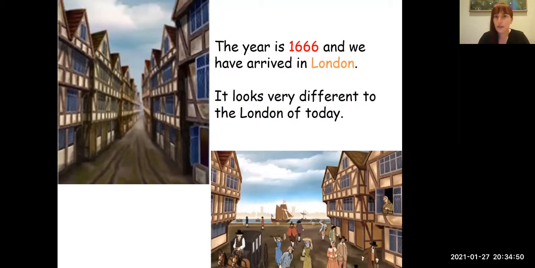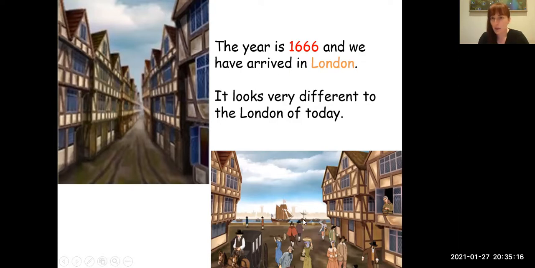It looks very different to the London of today. You have a look at the buildings. I'm sure there must be some buildings like this somewhere in London still, but all of the houses and shops in London were built like this, out of wood and timber and plaster. Look how close they are all together. Look at the street. It's not a great big wide open paved street. It's a muddy track. And in this picture, look, you can see sailing boats going down the River Thames.